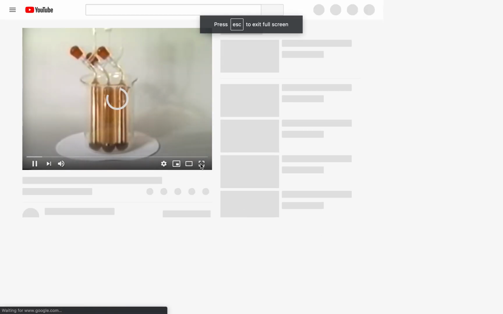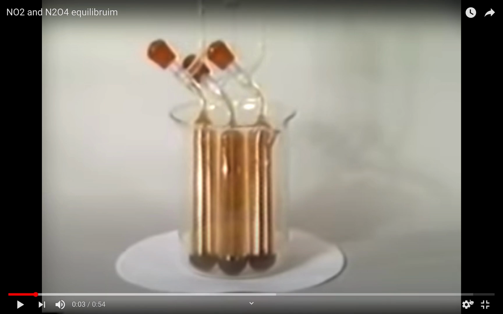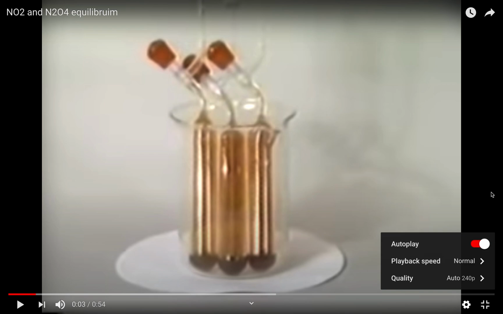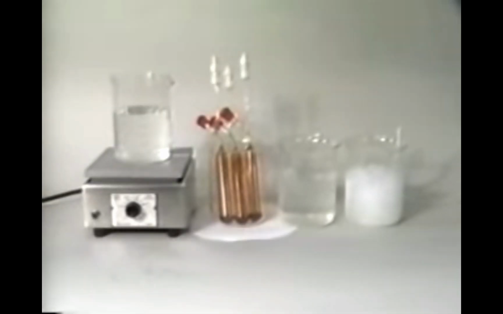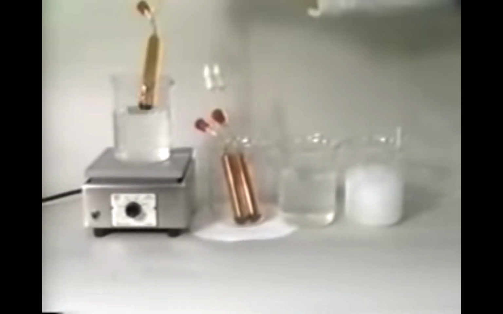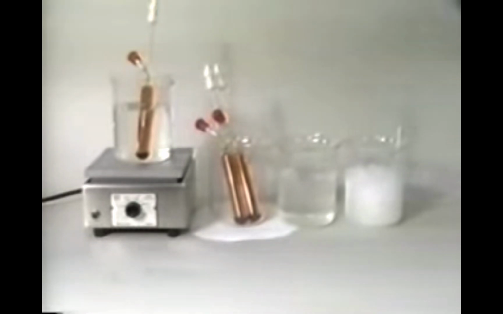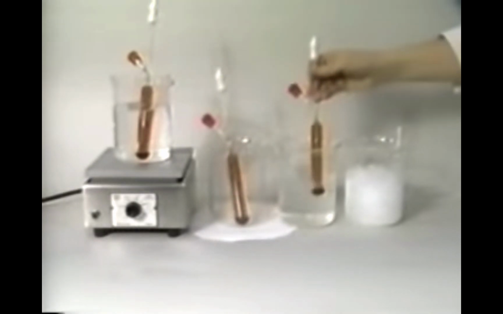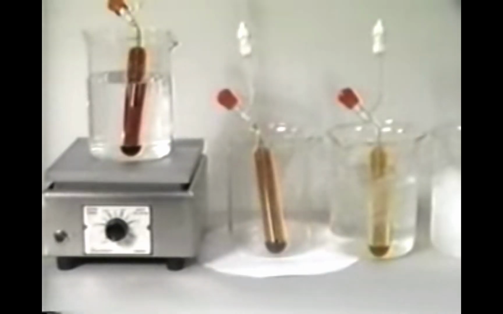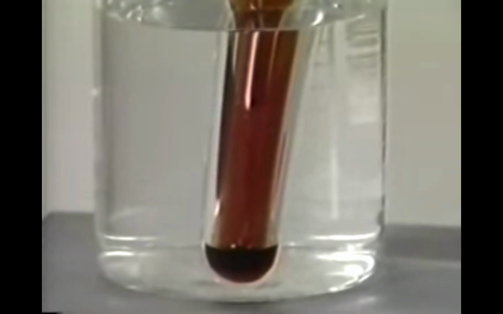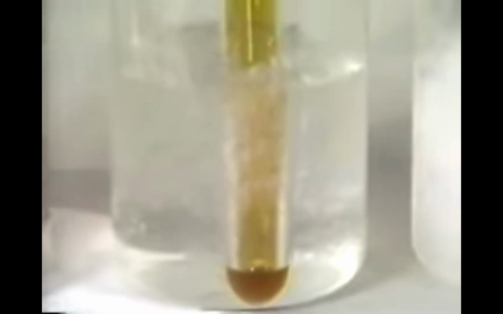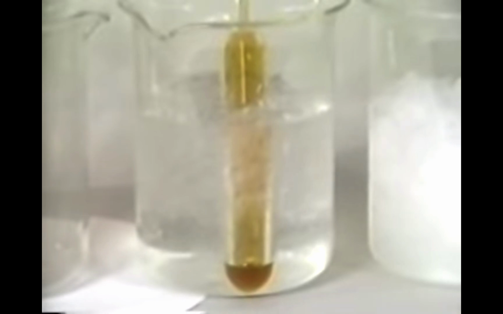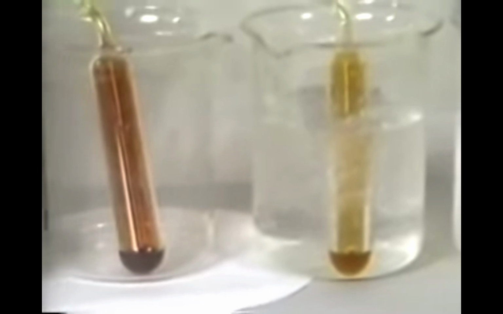We start this experiment with 3 tubes containing red-brown NO2 and colorless N2O4 in equilibrium. First, one tube is placed in hot water. A second tube is placed in cold ice water. After a few moments, we note that the tube in hot water has darkened in color. It now contains more brown NO2 than the tube which we kept at room temperature. The tube in ice water has less brown NO2 in it. It is much paler because the equilibrium has shifted to favor the formation of colorless N2O4.